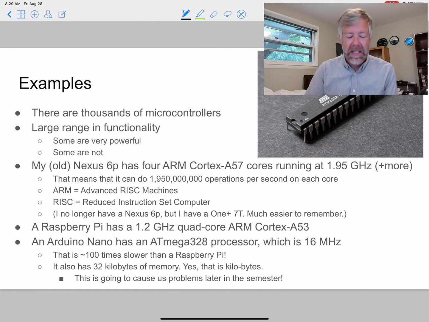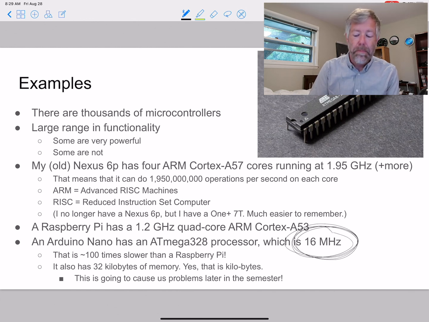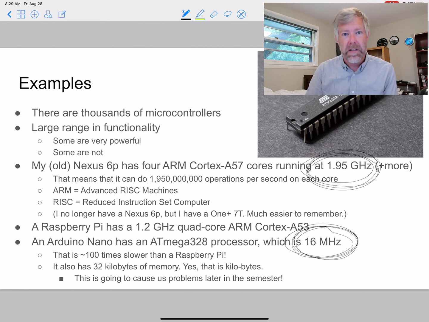so it's a little less powerful than my old cell phone. The Arduino Nano, which is similar to what we're using, has an ATmega328 processor, which is 16 megahertz. Pay attention to the 16 megahertz as opposed to the 1.95 gigahertz. The megahertz is 1,000 times slower than the gigahertz. So the Arduino that we're going to use is really slow compared to a modern-day cell phone. But the Arduino Nano is $5, while your cell phone costs $600 or something crazy. There's very different quality there.